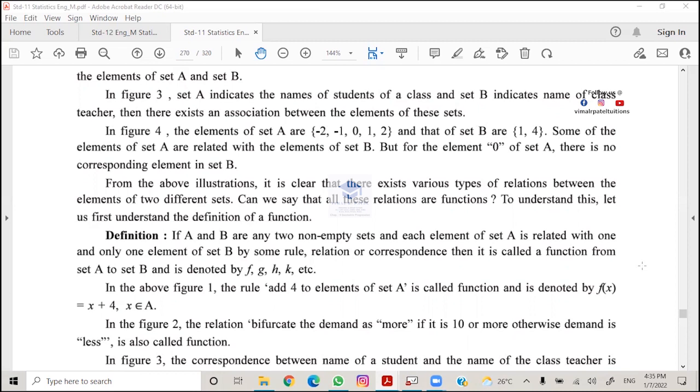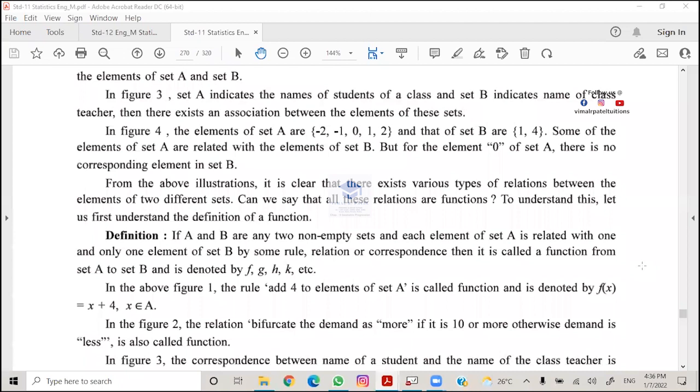So, a practical example. Set A, roll number of student, and set B, Aadhaar number. So each and every student will have an Aadhaar card, Aadhaar number, unique ID number. So this type of relationship is called function. If this type of relationship can be established by some mathematical rule or relationship, then it is called a mathematical function.